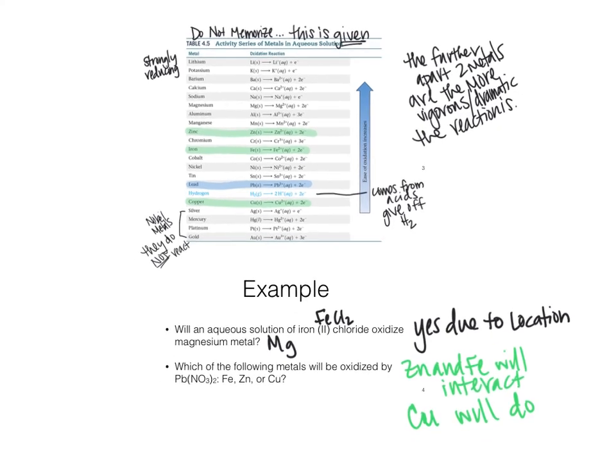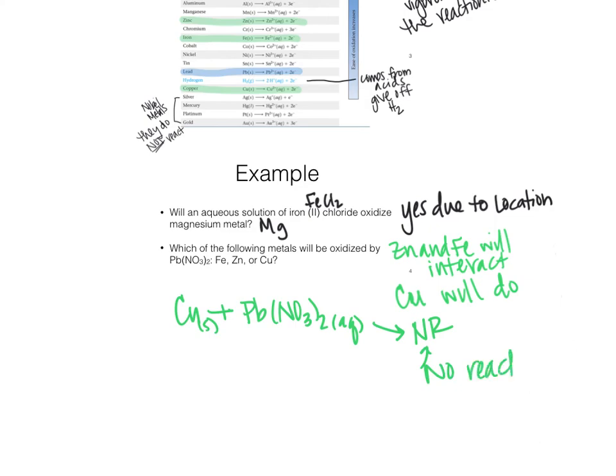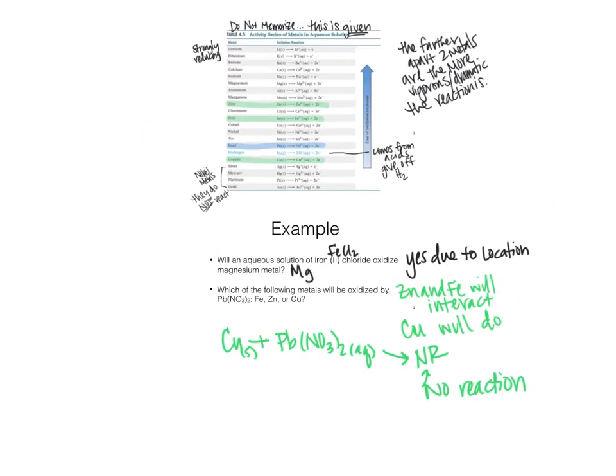In that case, if you were asked, perhaps on a lab question, if you had Cu solid plus Pb(NO3)2 aqueous, we're running out of space as usual, you would write down NR. This means no reaction. And so in that case, nothing happens.